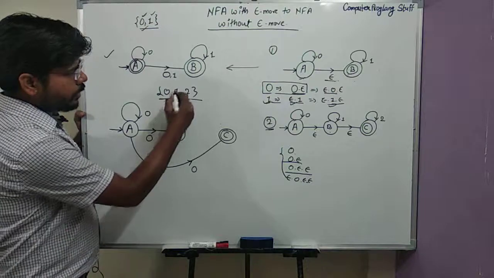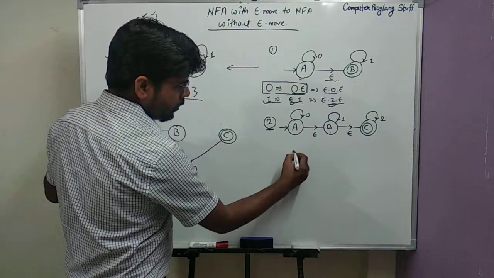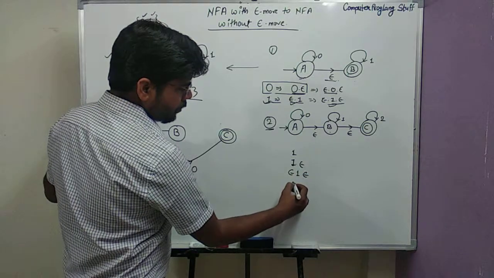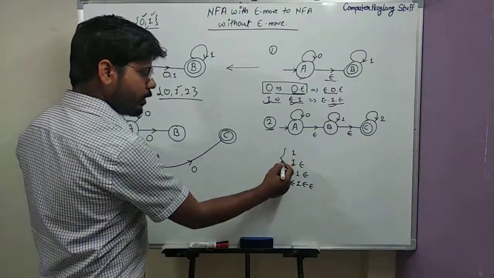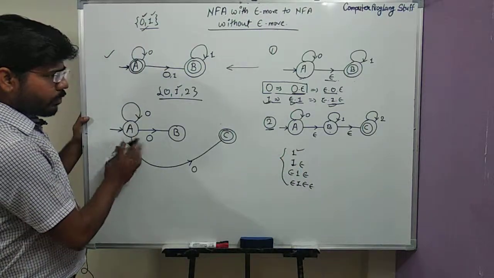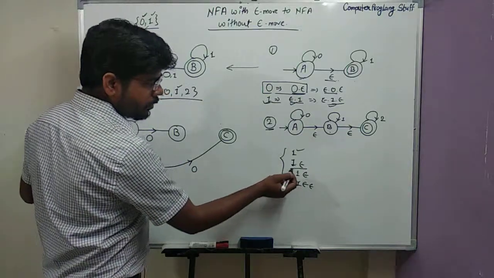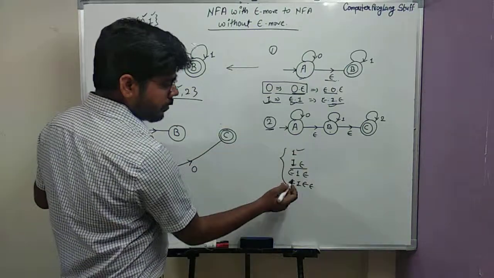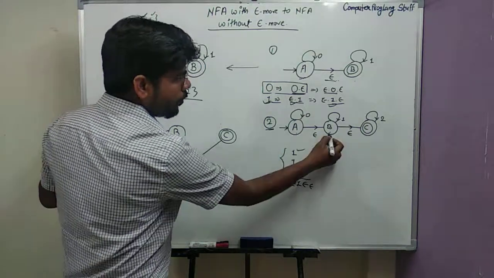Now we will see the transition for 1. Okay, in this case, again we will write 1 epsilon epsilon, epsilon 1 epsilon, epsilon epsilon 1. See, there are so many cases, but all these cases are equal. If we see this case, there is no transition from A to any other state directly on 1. But if we see this, there also there is no direct transition on 1. But if we see this, that is epsilon 1, so epsilon and 1.